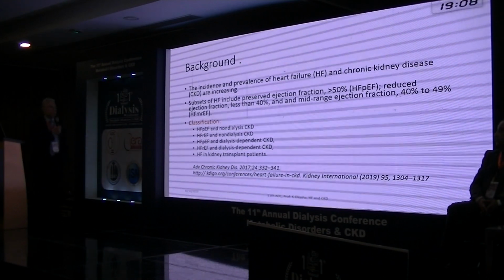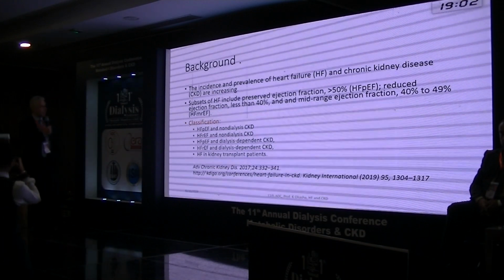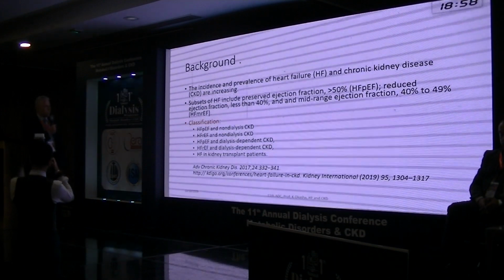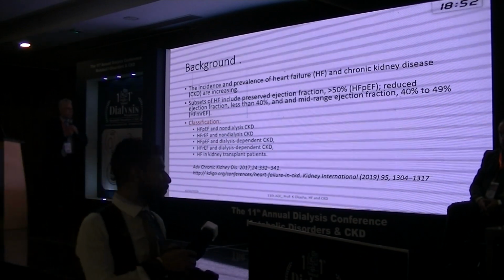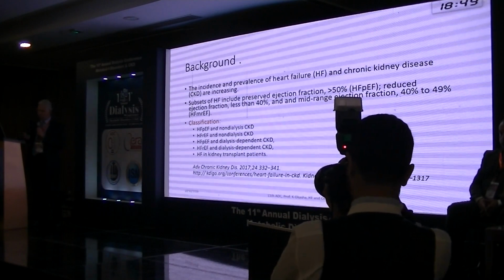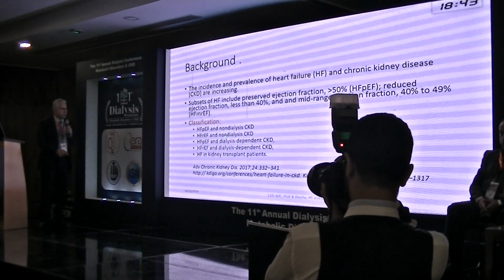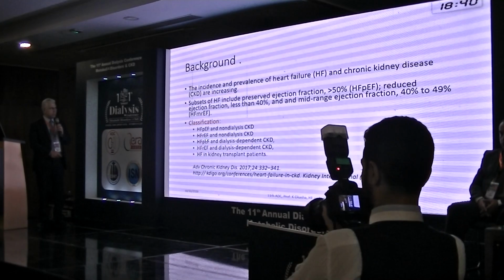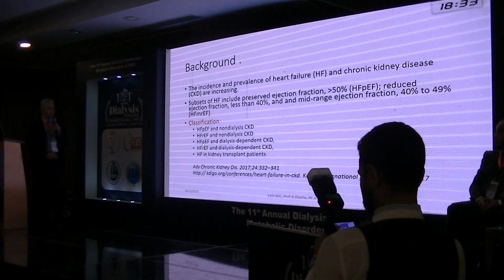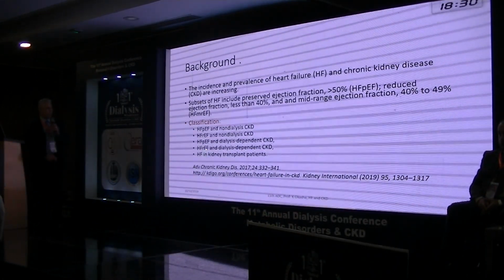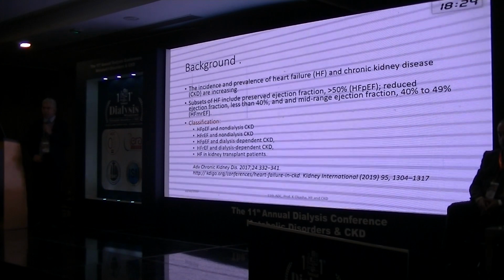There are a lot of subsets of heart failure in chronic kidney disease patients. It's either with preserved ejection fraction, or with reduced ejection fraction, or even mid-range ejection fraction. So for the sake of the lecture, it's classified into five categories: heart failure with preserved systolic ejection fraction in non-dialysis patients, heart failure with reduced ejection fraction in non-dialysis chronic kidney disease patients, heart failure with preserved ejection fraction in dialysis-dependent patients, heart failure with reduced ejection fraction among dialysis patients, and finally heart failure in kidney transplant patients.